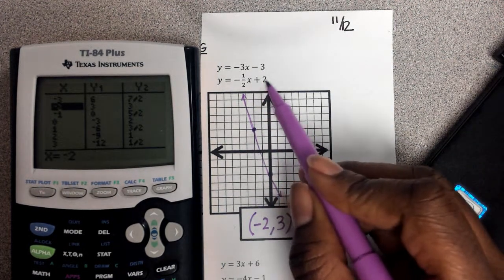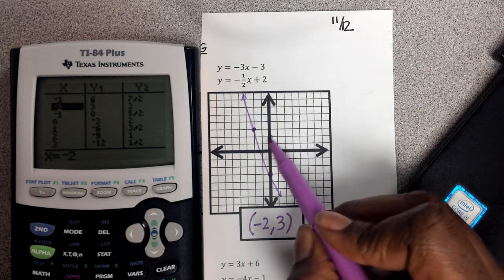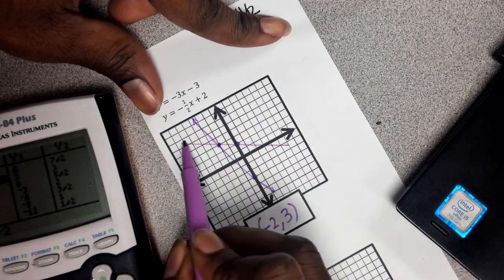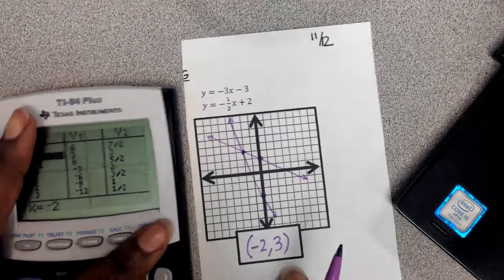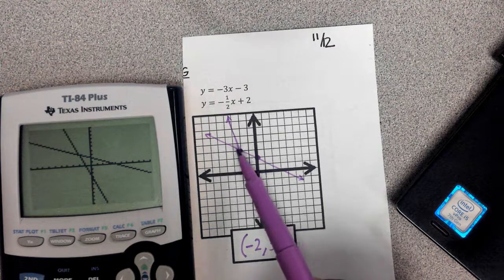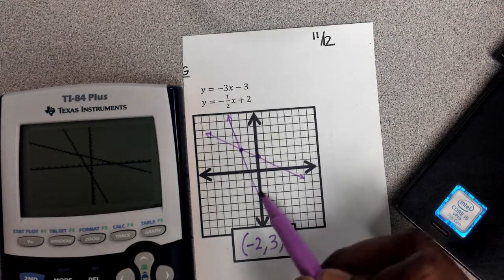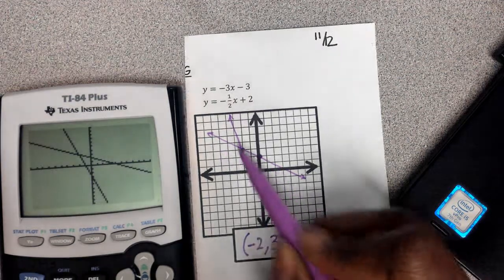The second equation, the y-intercept is at +2, so then I know my second line has to look something like that. And if I press graph, once again, I can verify, yeah, it looks something like that. It doesn't have to be exactly perfect, but I do want to make sure the y-intercept is there for both of them and that solution point so I can graph.